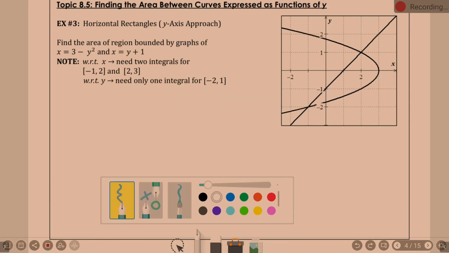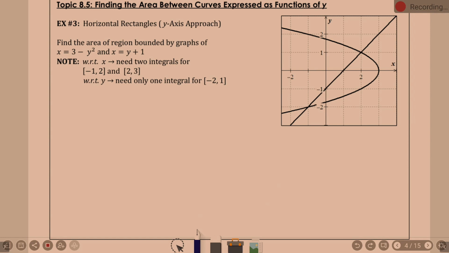I'm going to need to change off of white. White is not going to work. Okay.